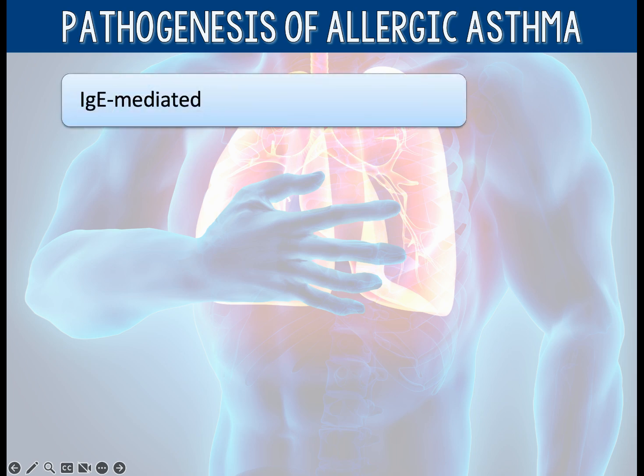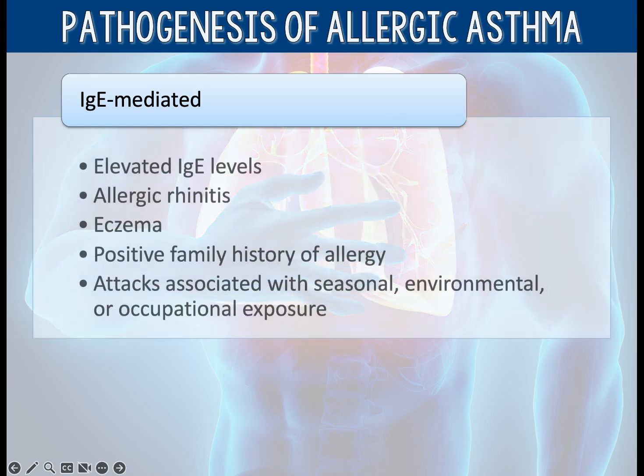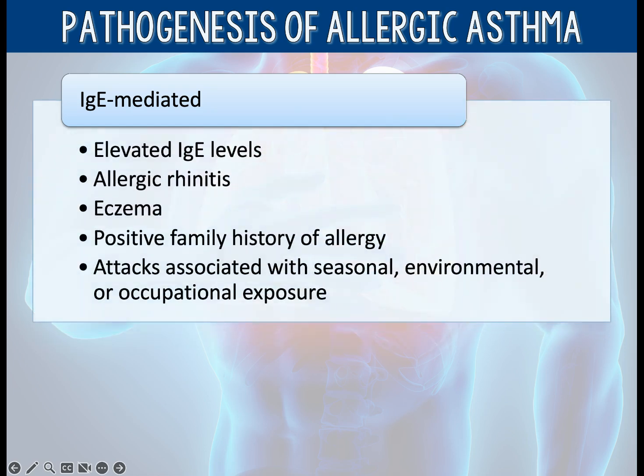So let's take a look at allergic asthma. It is mediated by IgE, and it's pretty common. So what you'll see with allergic asthma is that when they do blood work, the IgE will be elevated. It can be seen in allergic rhinitis, eczema. Also, patients usually have some kind of positive family history of allergies, and the attacks can be seasonal. It can be environmental or occupational exposure.